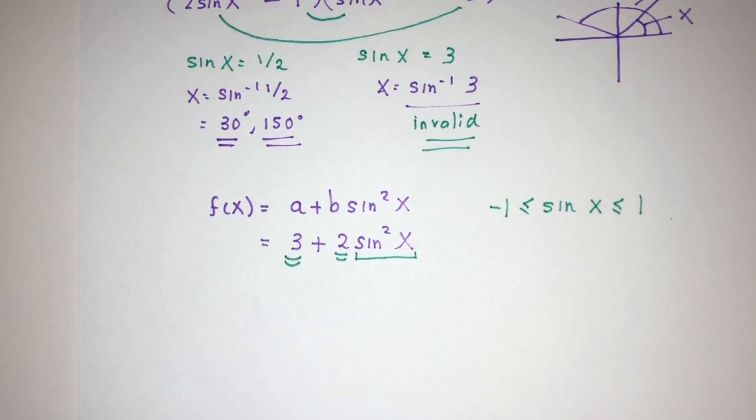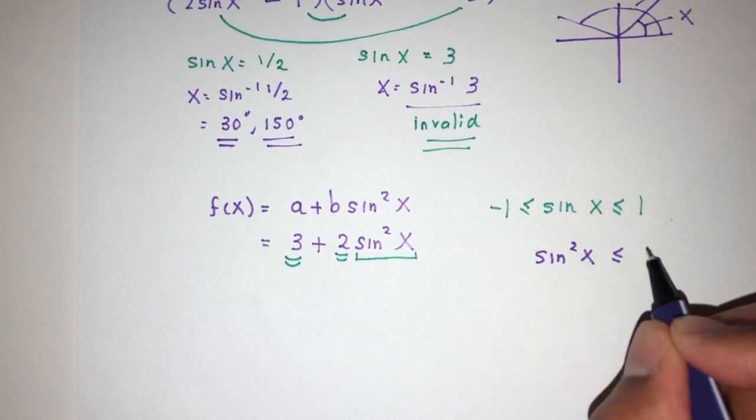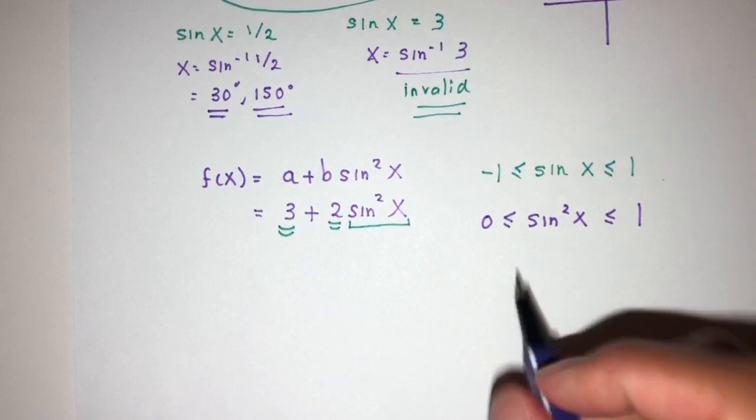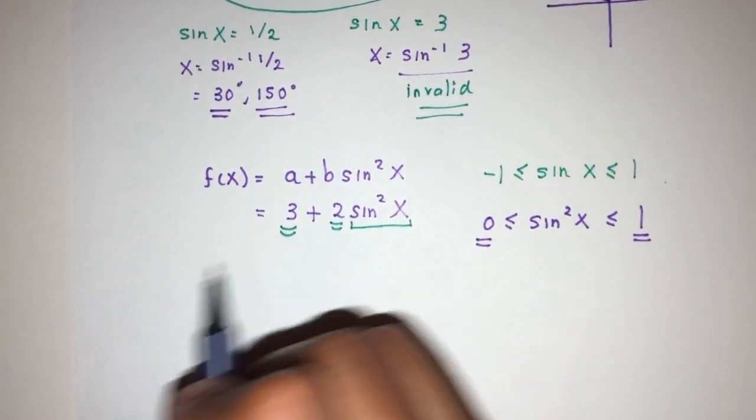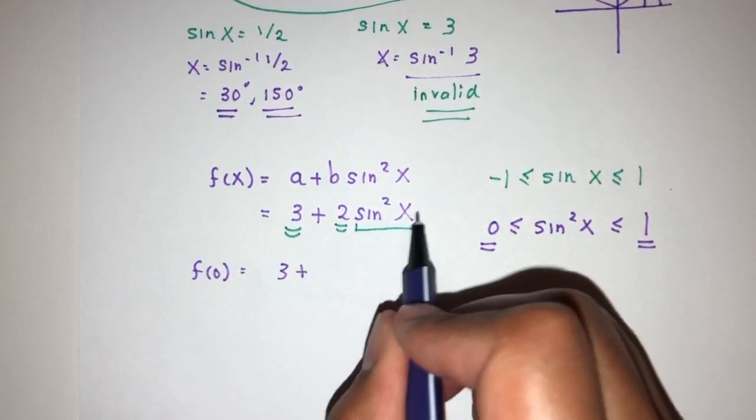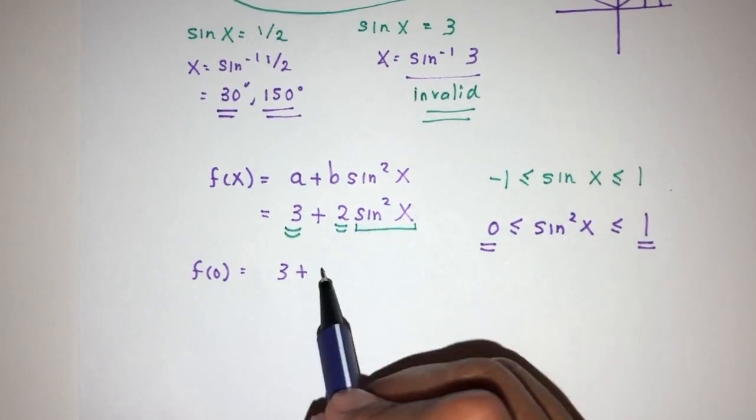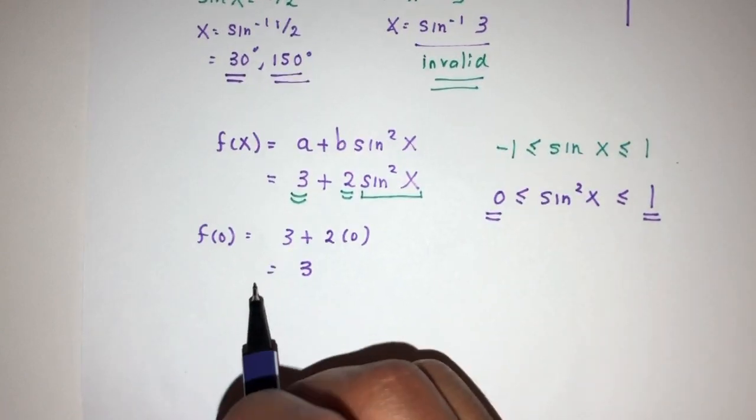Now when you square something, it can no longer be negative, right? So sin²x will be between what? It will be between 1 and the value of 0, right? So this is the minimum value and the maximum value. So the range will be, let's first plug in the minimum value. That will be 3 + 2 times 0, and that should be 3. So this is the minimum value.